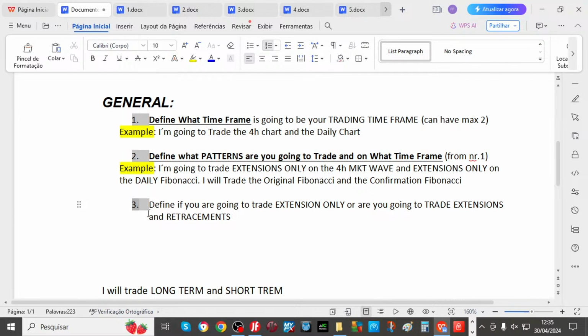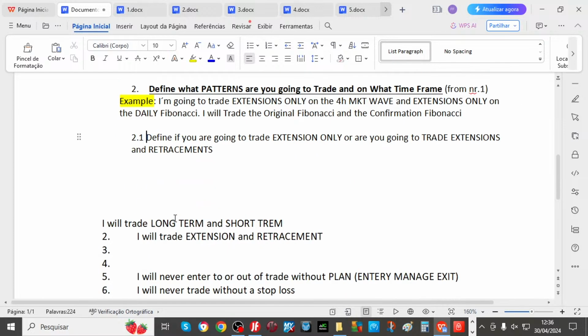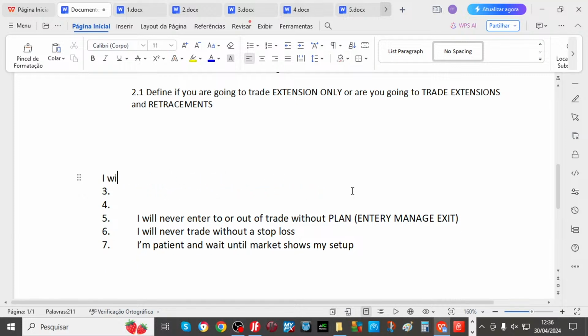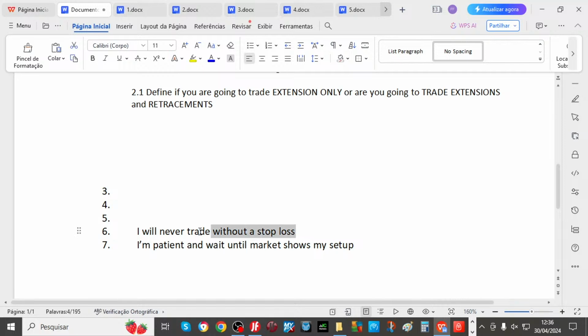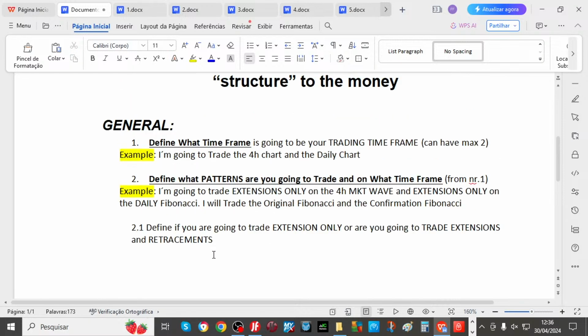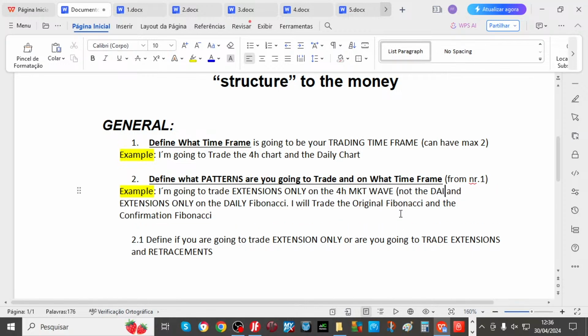Well, this is really 2.1, right? So we covered this one. I will never enter out of the plan. This is more of the philosophy. I will never trade without a stop loss. All right, so we are here. Okay. Still general. I'm going to trade extensions only on the 4-hour market wave, not the daily. It's just an example.